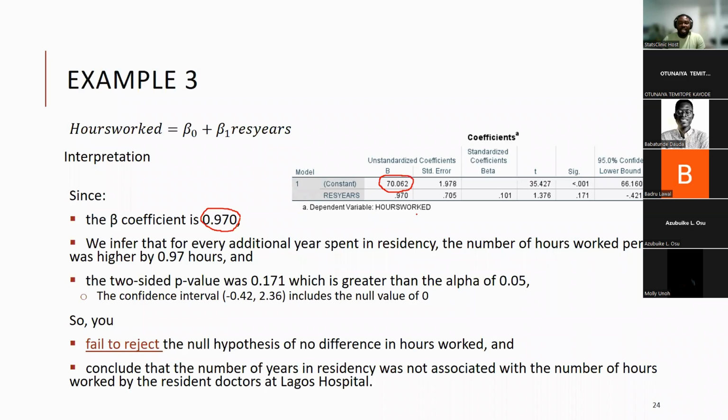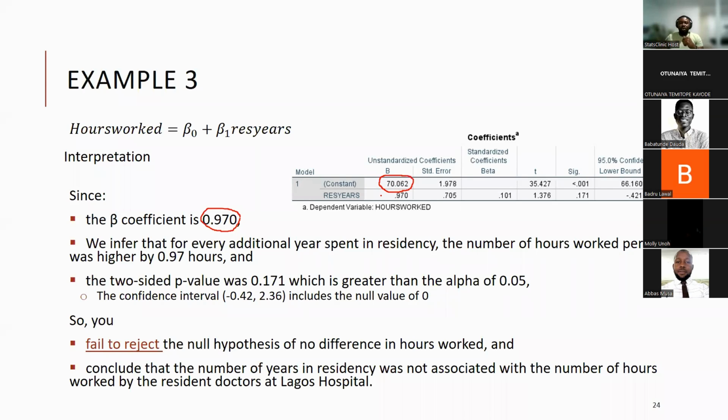But then if you go and ask them in a year's time how many hours they are working on average, you will find that they will be working 70.062 plus 0.97. So this is about maybe 1. So they might be working 71 hours. This is the way to think about it.